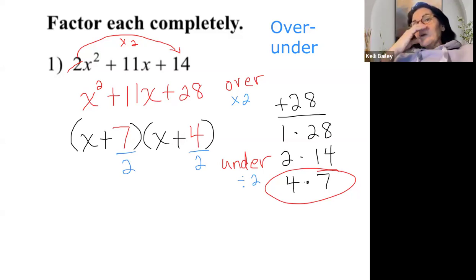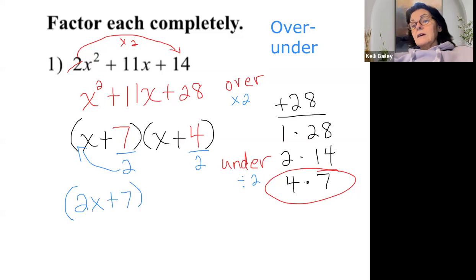All right. So I look and I say, okay, does 2 go evenly into 7? Can I simplify that number? No, I can't simplify it. So what that means is I have to move that 2 up in front of the x. So I'm going to rewrite this with 2 in front of x. 2x plus 7.